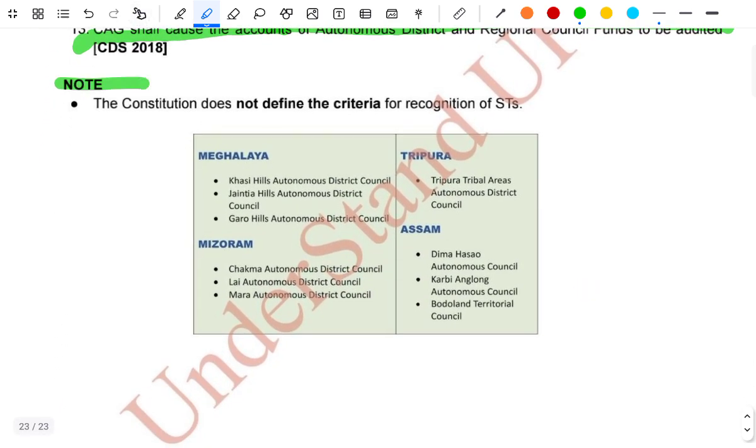Note: the Constitution does not define the criteria for the recognition of scheduled tribes.